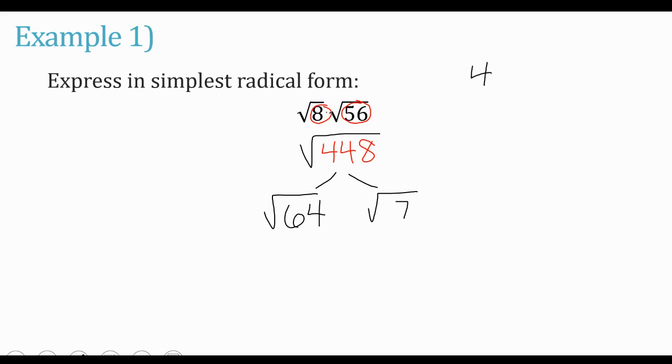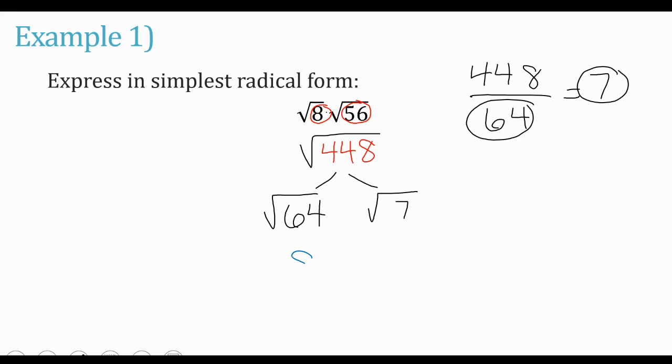So if you want to write that little division on the side so you know where those two numbers are coming from, that's totally fine. There we go. So 64 is the largest perfect square that can go into 448. So we're going to simplify the square root of 64, which is 8, because 8 times 8 is 64. Bring down your radical 7, and you're done. So we multiplied our radicands, got 448, found the largest perfect square that went into 448, which was 64, and then just simplified from there.